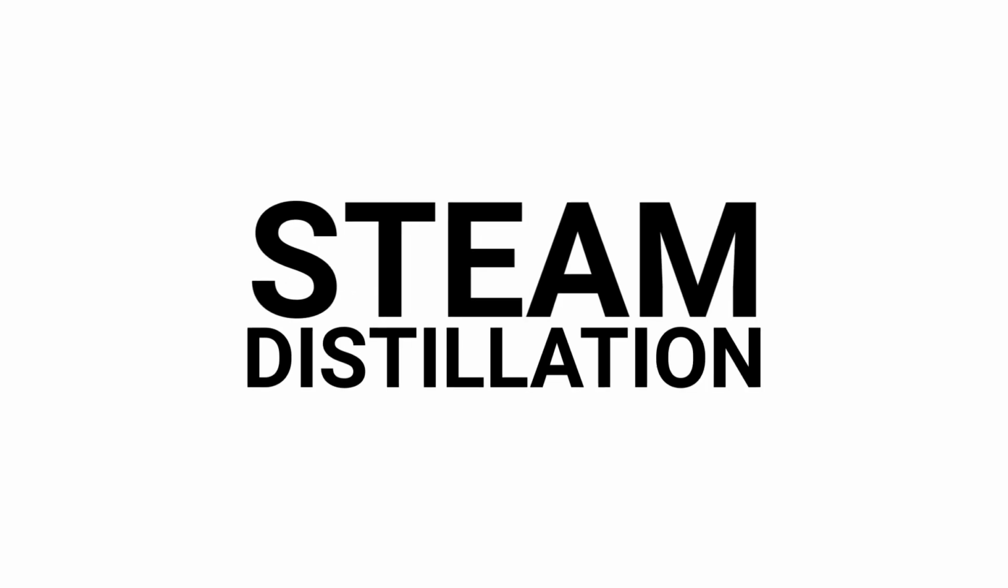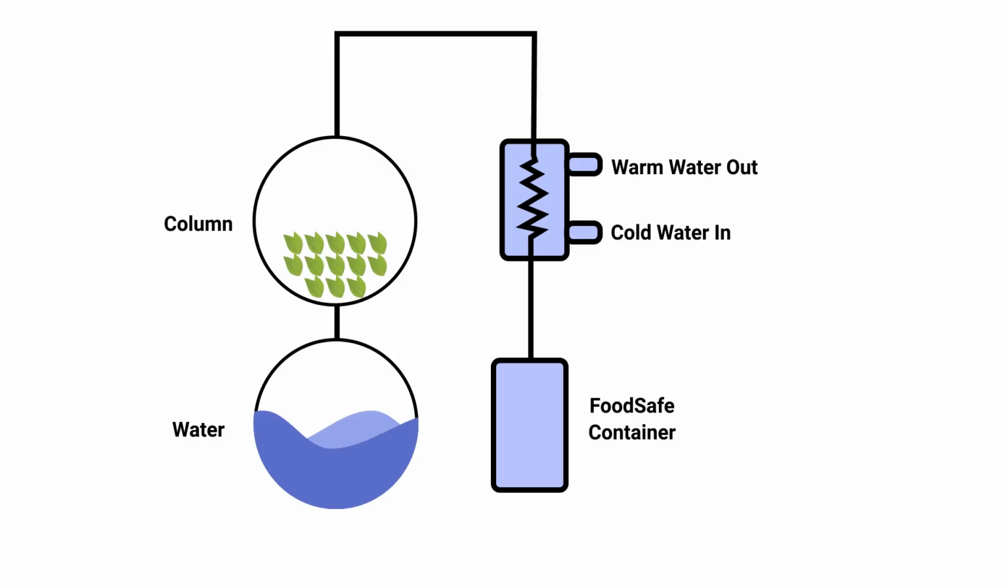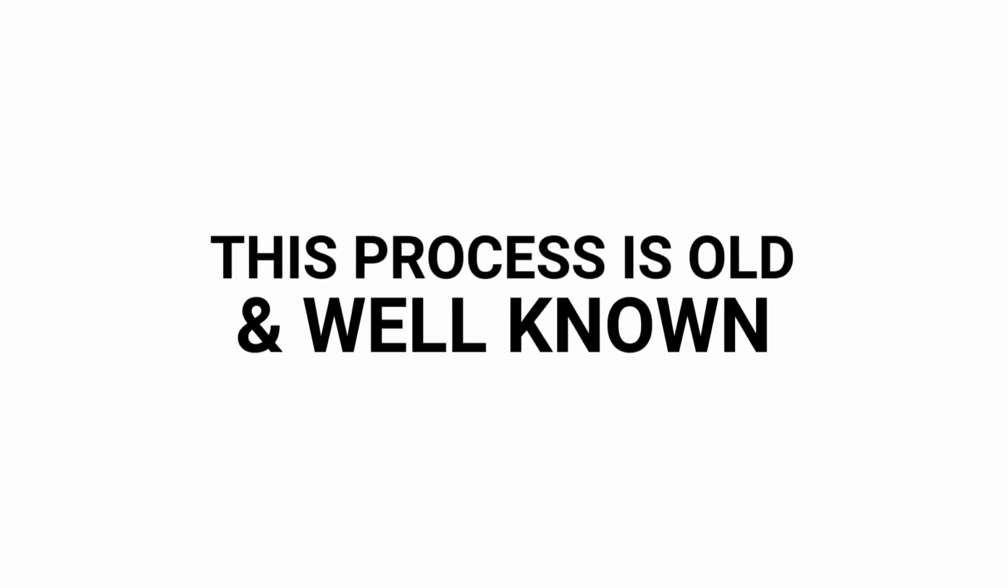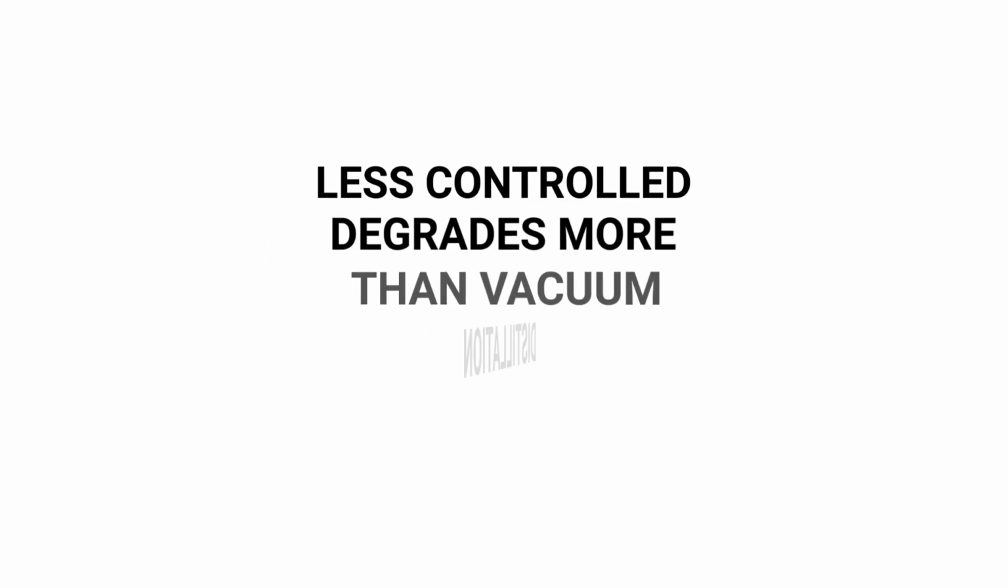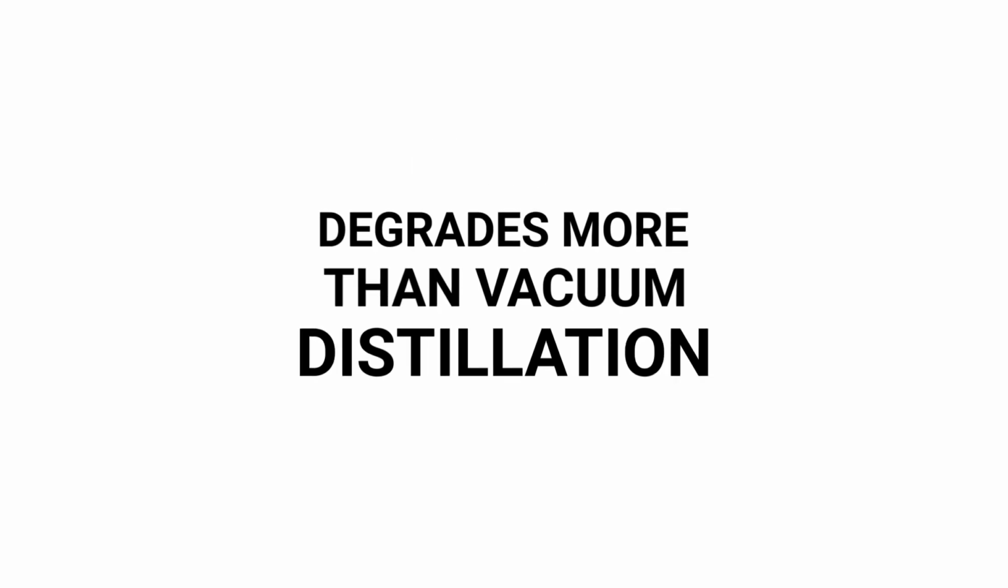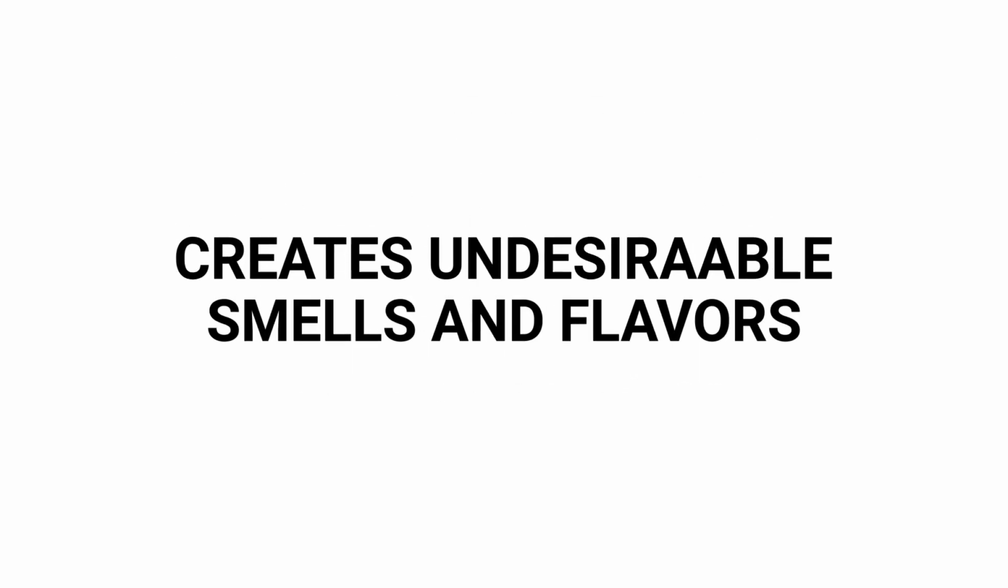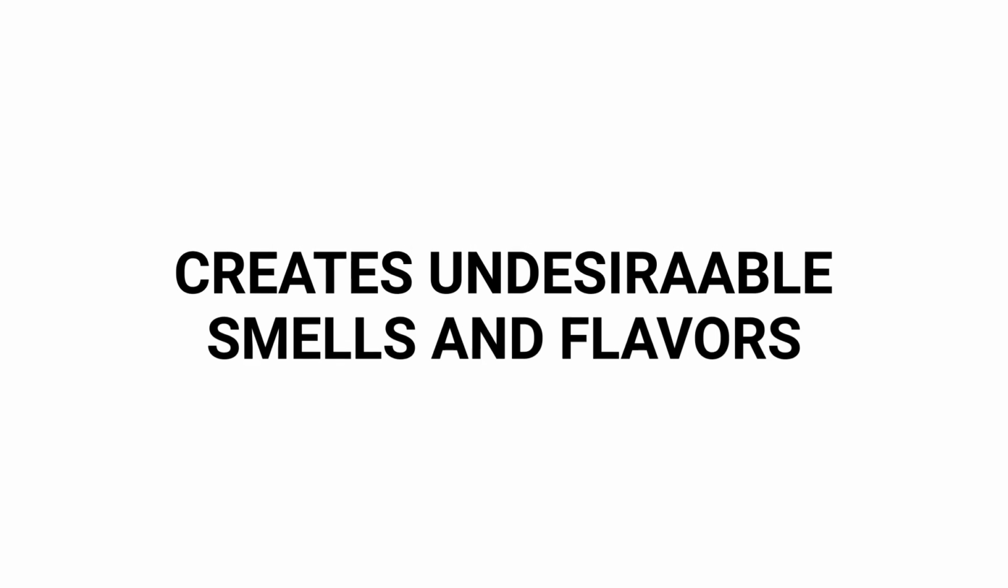The third method is steam distillation. In this process, water at elevated temperature is used to volatilize the terpenes. The steam goes through the biomass. The terpenes are carried away with the steam into a condenser where they become liquid and separate from the water. This process is very old and well known, but is also less controlled and tends to degrade the terpenes much more than in vacuum distillation. In addition, the hot water often reacts with the terpenes to produce undesirable aromas and flavors.